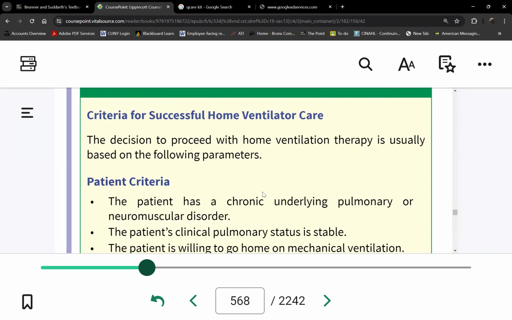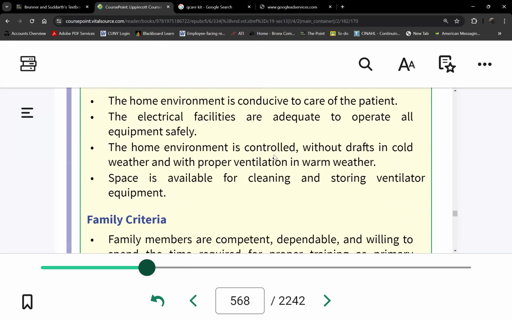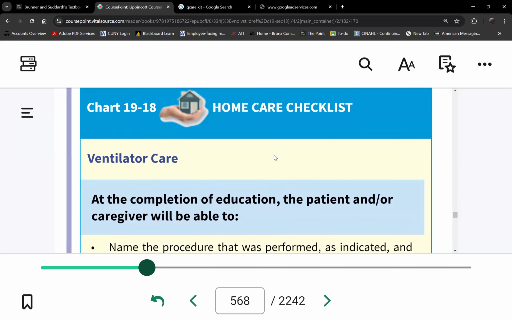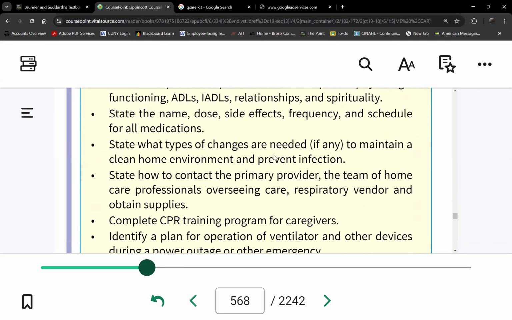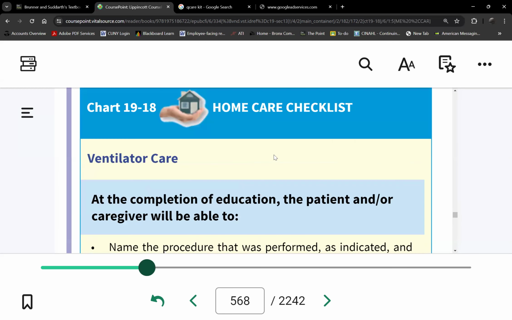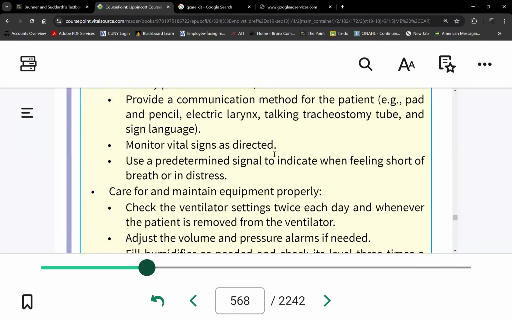This is for home care. So obviously some vent patients are home or in group homes or in nursing homes, for instance. Those are the stable ones. They have a trach, all right? And here's your discharge teaching for ventilator care. Here, chart 19-18.